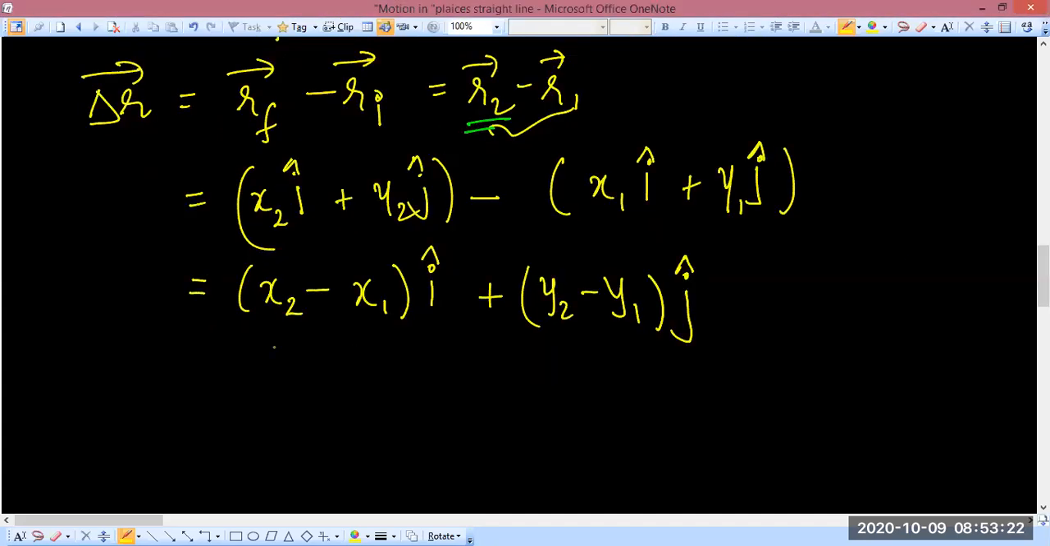So now, do you agree that this is equal to this? This step is very interesting in my view.